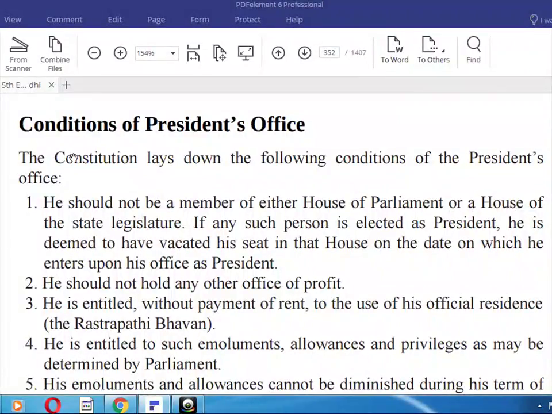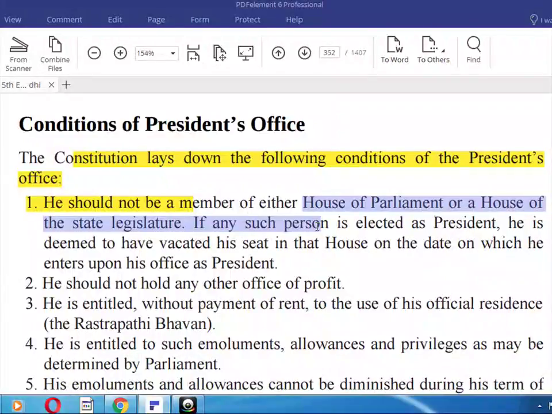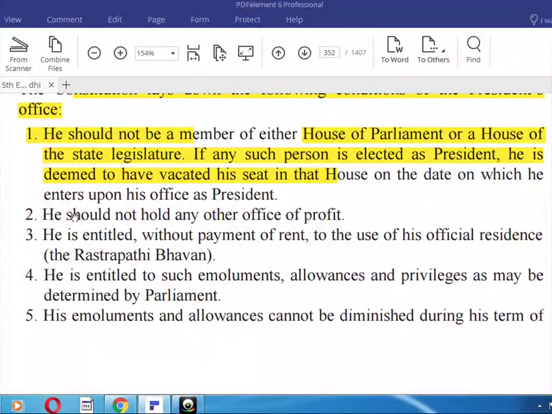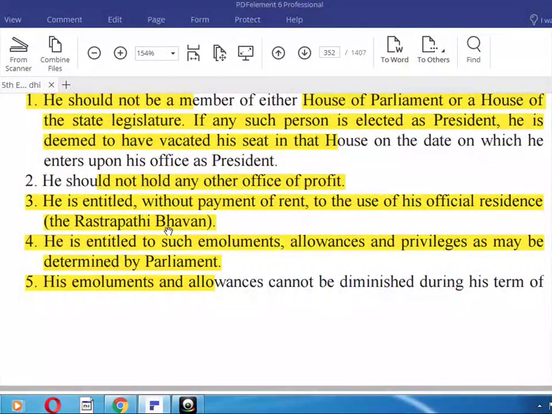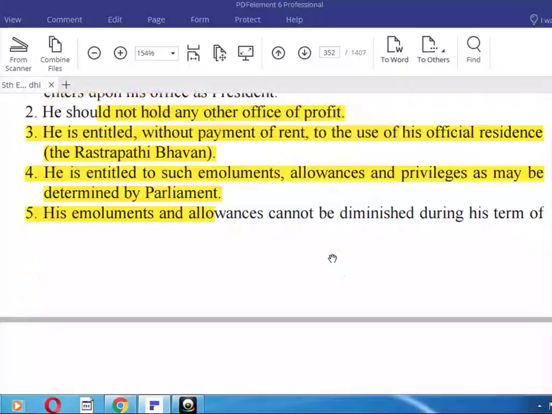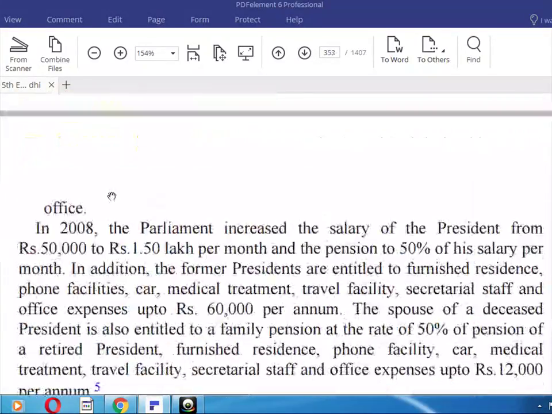Conditions of the president's office. The Constitution lays down the following conditions. He should not be a member of either House of Parliament or a House of the state legislature. If any such person is elected as president, he is deemed to have vacated his seat in that House on the date on which he enters upon the office of president. He should not hold any office of profit. He is entitled without payment of rent to the use of his official residence, the Rashtrapati Bhavan. He is entitled to such emoluments, allowances and privileges as may be determined by Parliament. His emoluments and allowances cannot be diminished during his term of office.